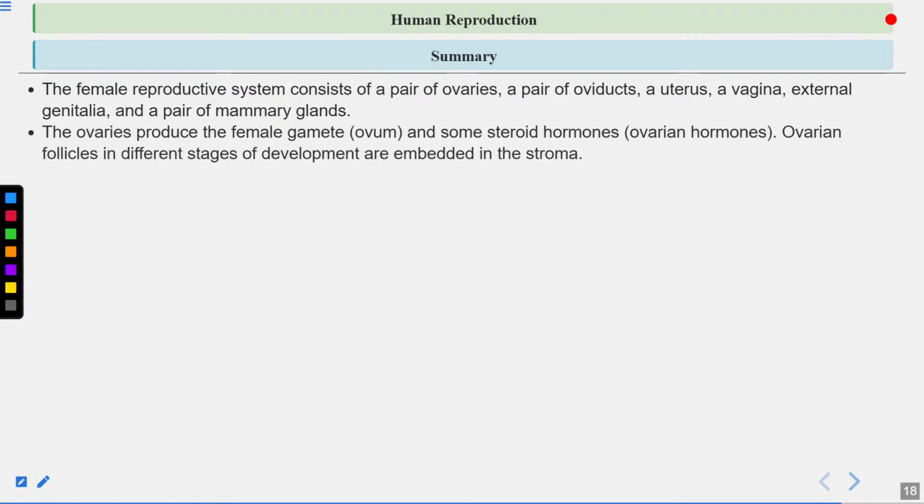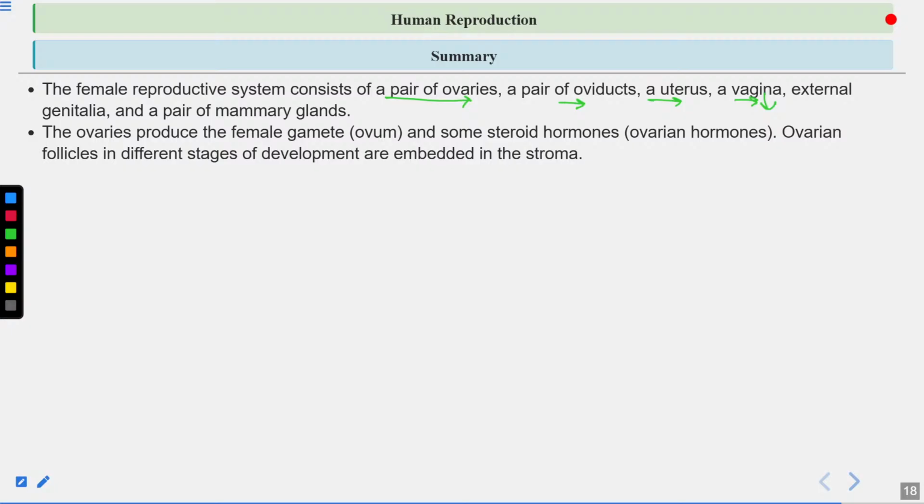Now, we have discussed the female reproductive system. Let's summarize this entire lecture. The female reproductive system consists of a pair of ovaries, meaning two ovaries are present, and a pair of oviducts. Oviducts are also known as the fallopian tubes, one oviduct coming from each ovary. Then a uterus and vagina are present. The uterus is also known as the womb. The vagina along with the cervical canal forms the birth canal.